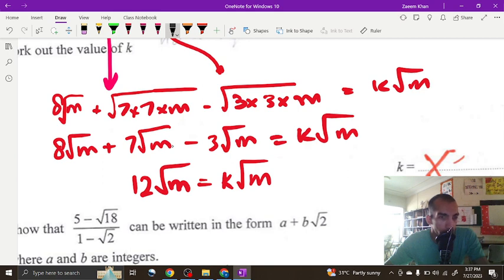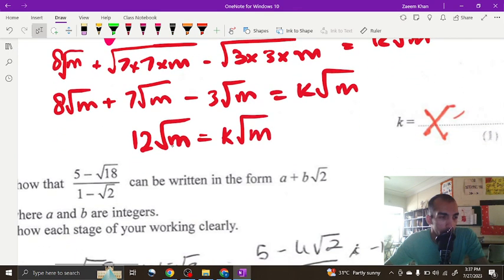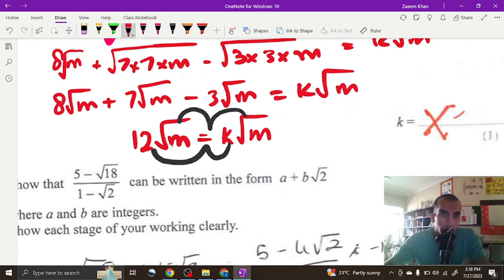No calculation required, you just need to compare the coefficients. If square root of m is equal to square root of m, k is equal to 12. 12 is your answer. Oh, okay.